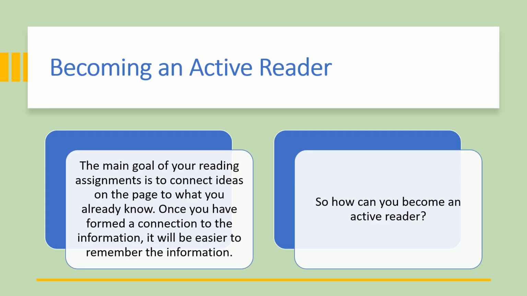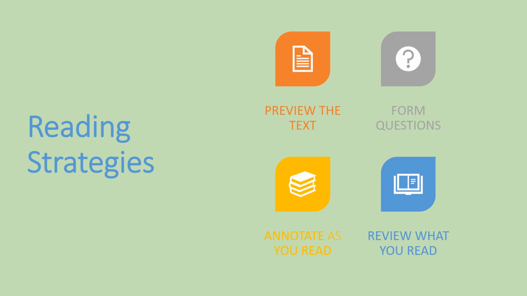The main goal of your reading assignments is to connect ideas on the page to what you already know. Once you've formed a connection to the information, it will be easier to remember the information. So, the next step is to learn how to become an active reader. In this video, we're going to talk about 4 main reading strategies: previewing the text, forming questions, annotating as you read, and reviewing what you read.